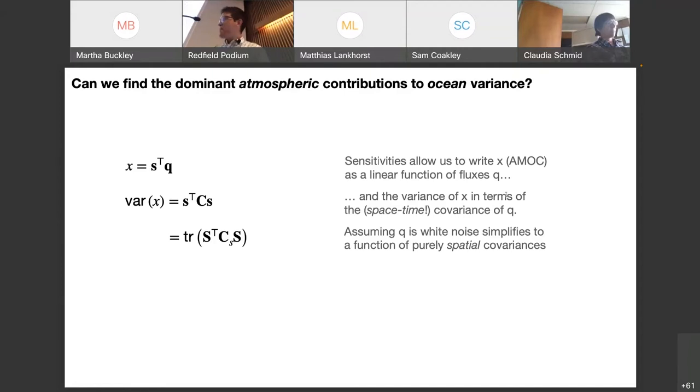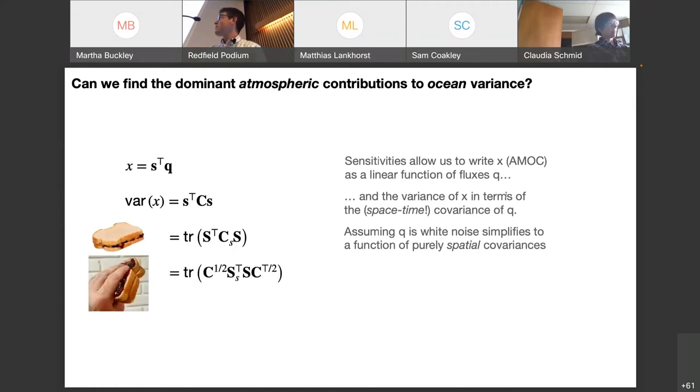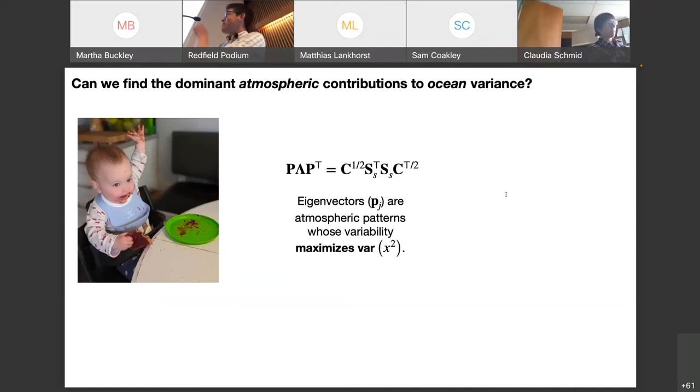And then if you think about this matrix as a sandwich, it turns out the magic step for us was to turn the sandwich around. And this was actually what victory looked like for us, believe it or not. It was this bad analogy inspired by my one-year-old who eats sandwiches this way.